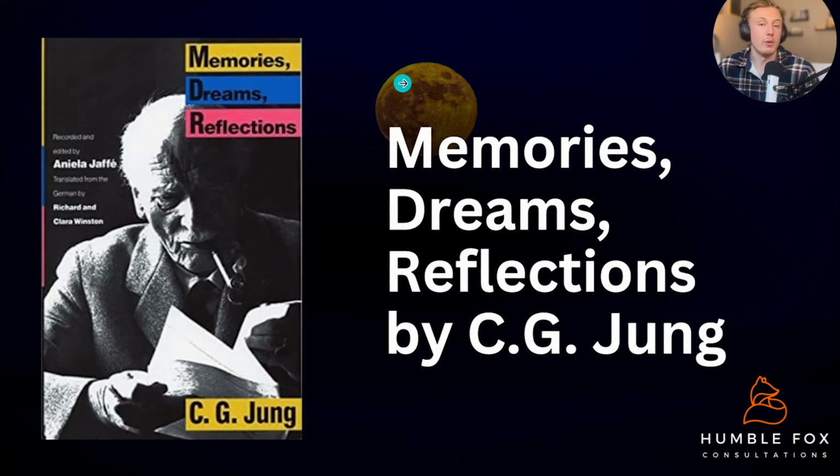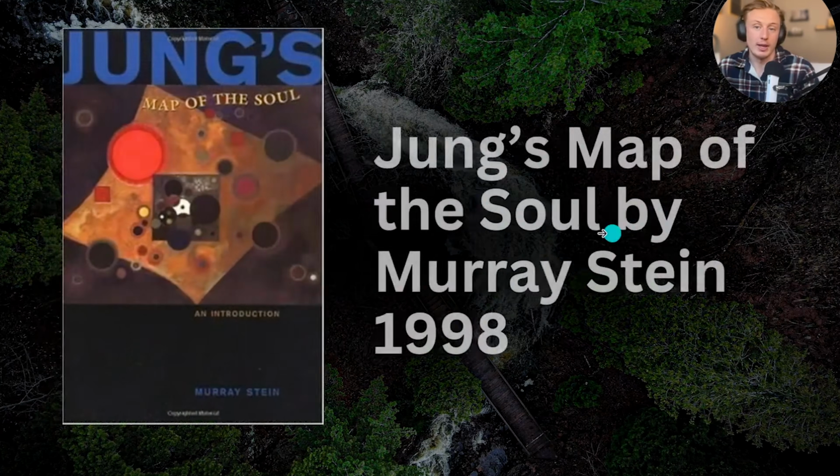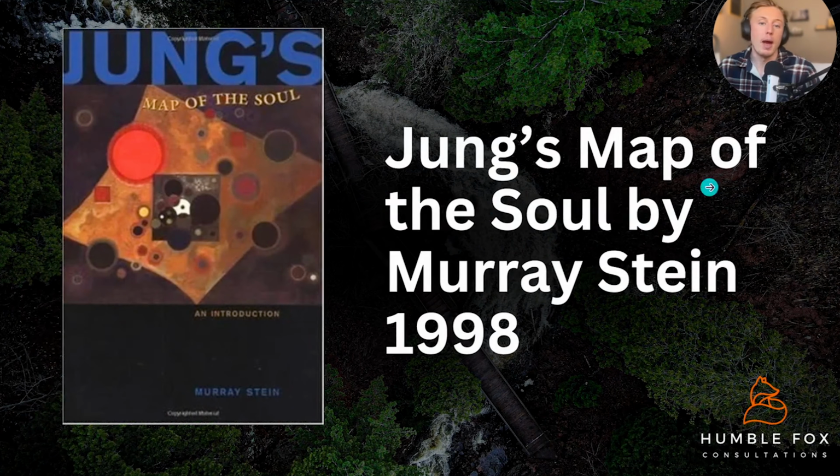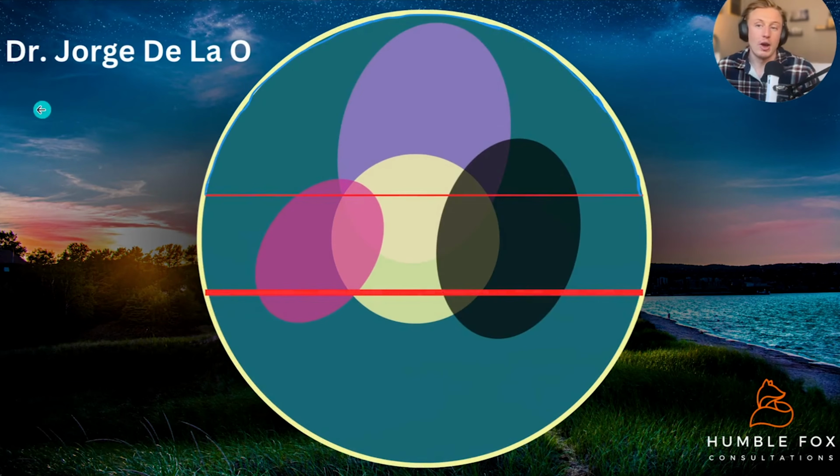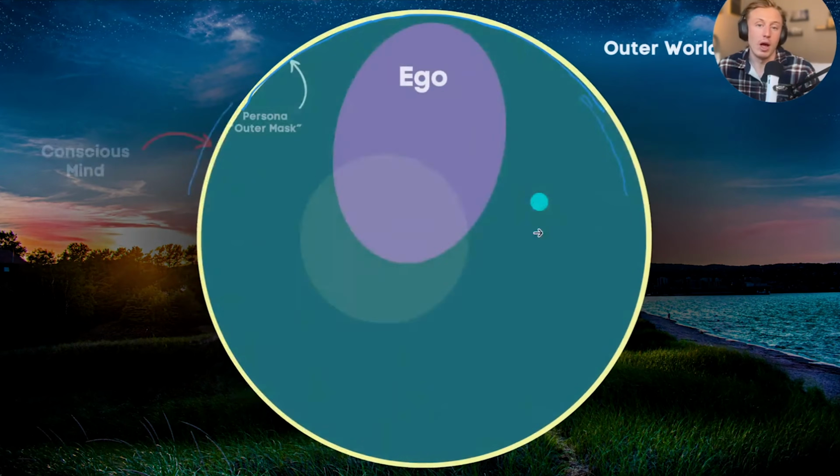Most of this information was gathered from Carl Jung's autobiography, Memories, Dreams, Reflections, which I definitely recommend checking out. And also Jung's Map of the Soul, written by Murray Stein in 1988. I also wanted to shout out my professor at Pacifica Graduate Institute, Dr. Jorge de la O, for giving us this structure of the psyche and helping me to really understand Jung's map of the psyche a lot better.